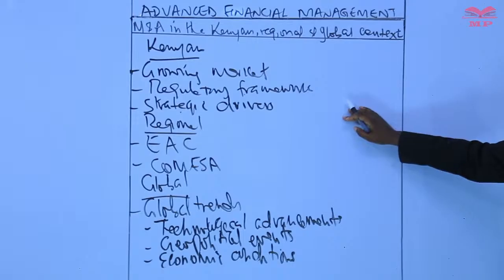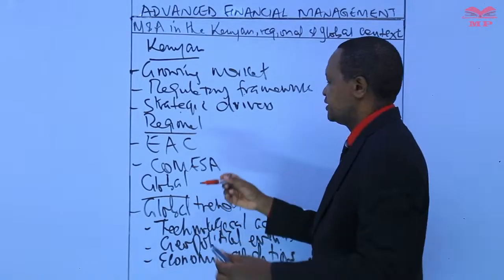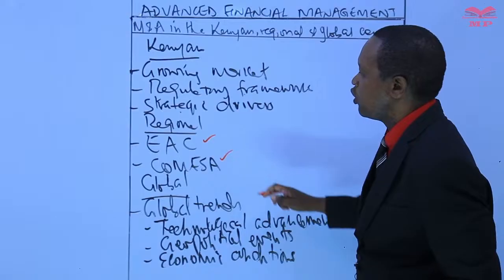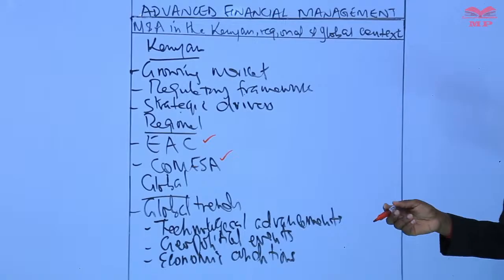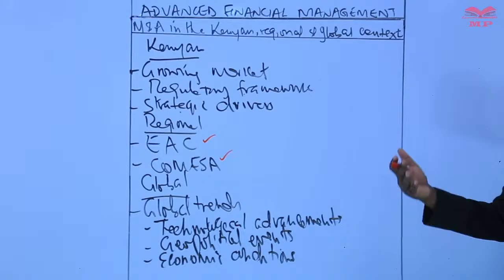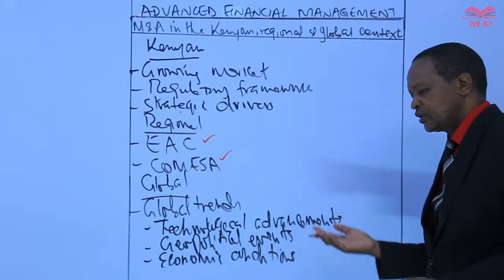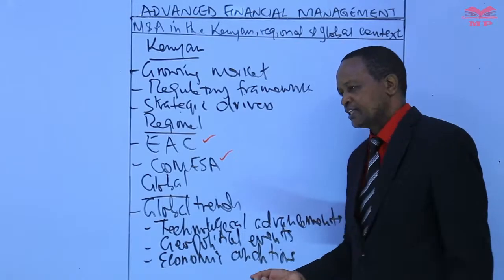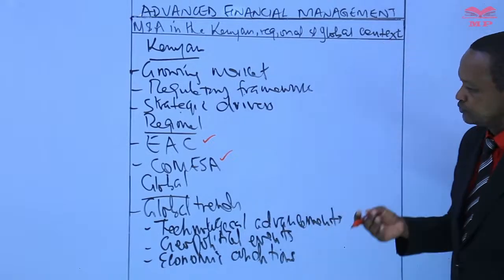We've gone ahead to discuss mergers and acquisitions in the regional context. Here we are referring to the East Africa Community, or East Africa Integration, and COMESA. Right? The East Africa Community promotes regional integration, which to some extent has led to an increase in cross-border mergers and acquisitions. We have Kenyan companies now operating in Rwanda, others operating in Uganda. We have banks that have opened branches in Tanzania, and so on.